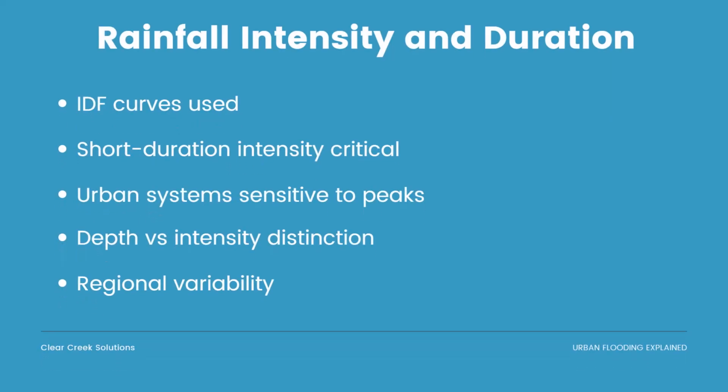Rainfall intensity, duration, frequency, or IDF curves, which we have a separate video on that you can find on our channel, are used to characterize storm intensity statistically. Urban drainage systems are particularly sensitive to short duration, high intensity rainfall because these storms produce high runoff rates over short periods. It is important to distinguish rainfall depth from intensity. Depth describes total accumulation, while intensity describes rate. Peak runoff is more sensitive to intensity than total depth. IDF characteristics vary regionally, so local rainfall statistics are essential for accurate modeling.